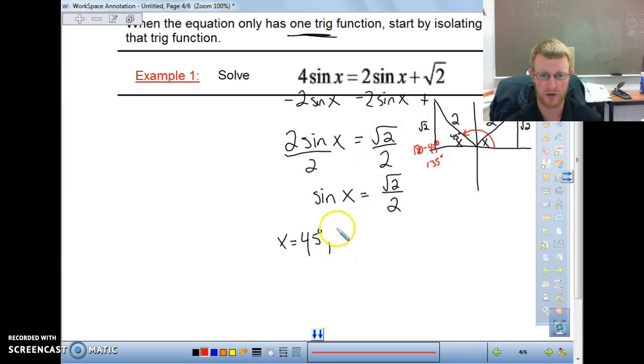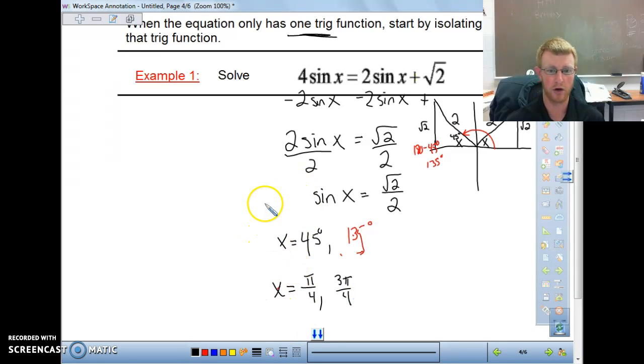So our second answer here is 135 degrees. Sorry, messing up a little bit here. Now, what we also want to pay attention to is, can we convert that to radians? So 45 degrees is pi over 4 radians, and 135 degrees is 3 pi over 4 radians. So any of these pairs would be your answer. Any of those work. We have no issues with either one.